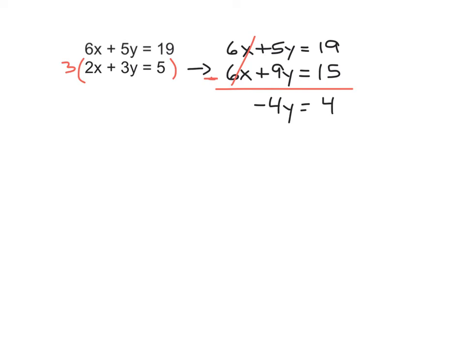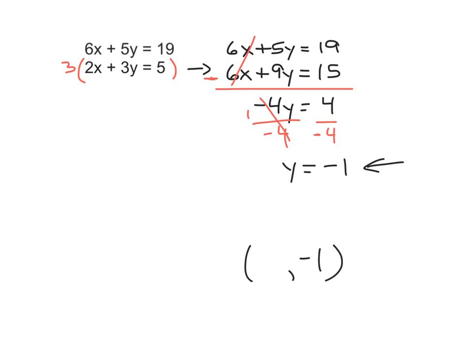We will now divide both sides by negative 4. Negative 4 divided by negative 4 is 1. So we are left with y equals, and 4 divided by negative 4 is negative 1. So again, my solution, this is my x coordinate here. I'm sorry, this is my y coordinate right here. So that's negative 1. And now we need to find our x coordinate.